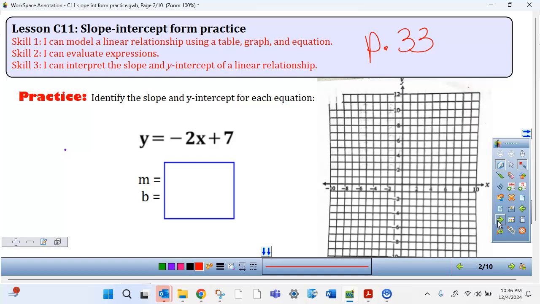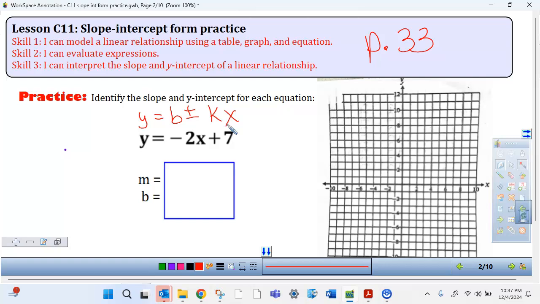All right, lesson C11, we're going to practice today slope-intercept form, which is taking that math relationship in the equation form and identifying where the relationship begins and what the slope is, and then modeling it as a graph. So for the first one, above the graph, I'd like you to write y equals b plus or minus kx. That is our formula for our math relationship.